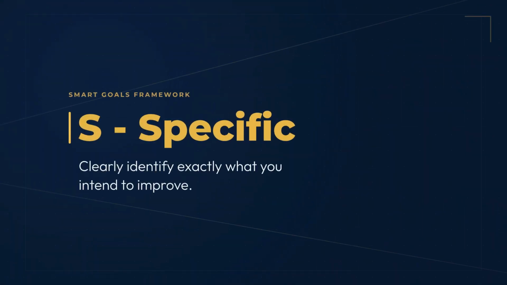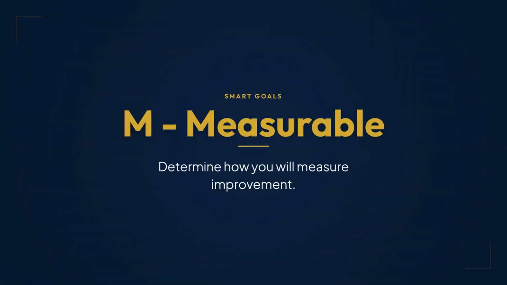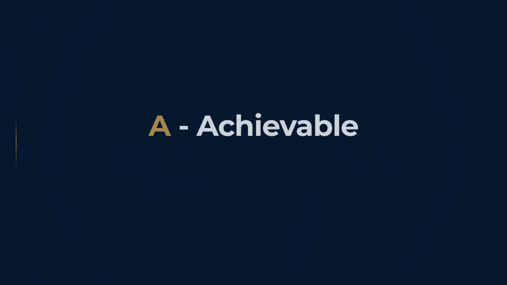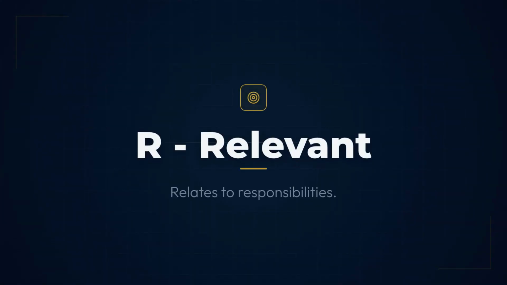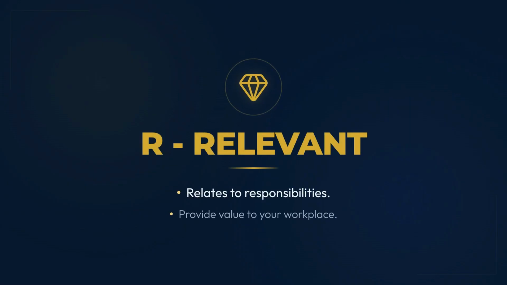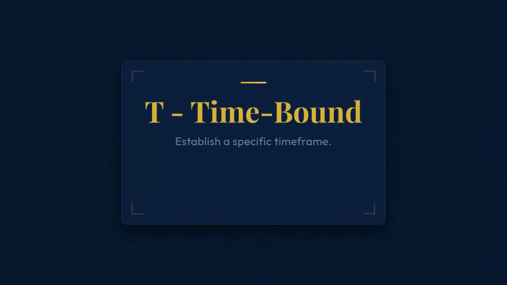SMART stands for specific. Clearly identify exactly what you intend to improve. Measurable. Determine how you will measure whether improvement occurred. Achievable. Make sure the objective is realistic and something you can accomplish within your position. Relevant. The objective should relate directly to your job responsibilities and provide value to your workplace. Time-bound. Establish a specific time frame for accomplishing the objective.